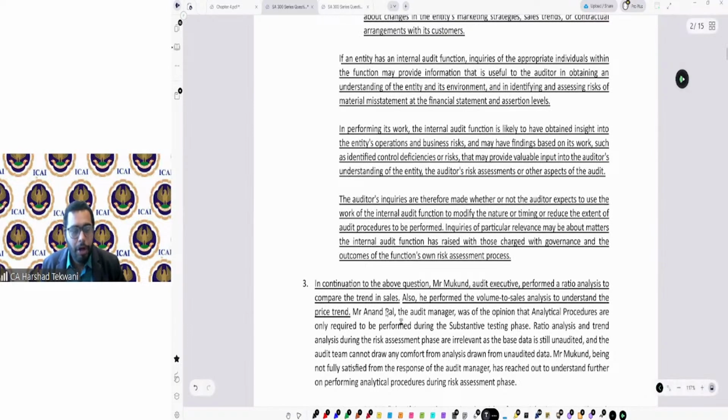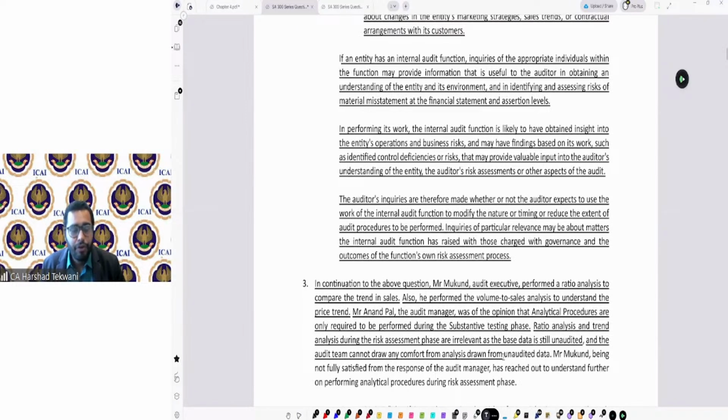Mr. Anand Pal, the audit manager, is of the opinion that analytical procedures are only required to be performed during the substantive testing phase. Ratio analysis and trend analysis during the risk assessment phase are irrelevant as the base data is still unaudited, and the audit team cannot draw any comfort from the analysis drawn from unaudited data. Mr. Mukund, not being fully satisfied with the response of the audit manager, has reached out to you to further understand performing analytical procedures during the risk assessment phase.